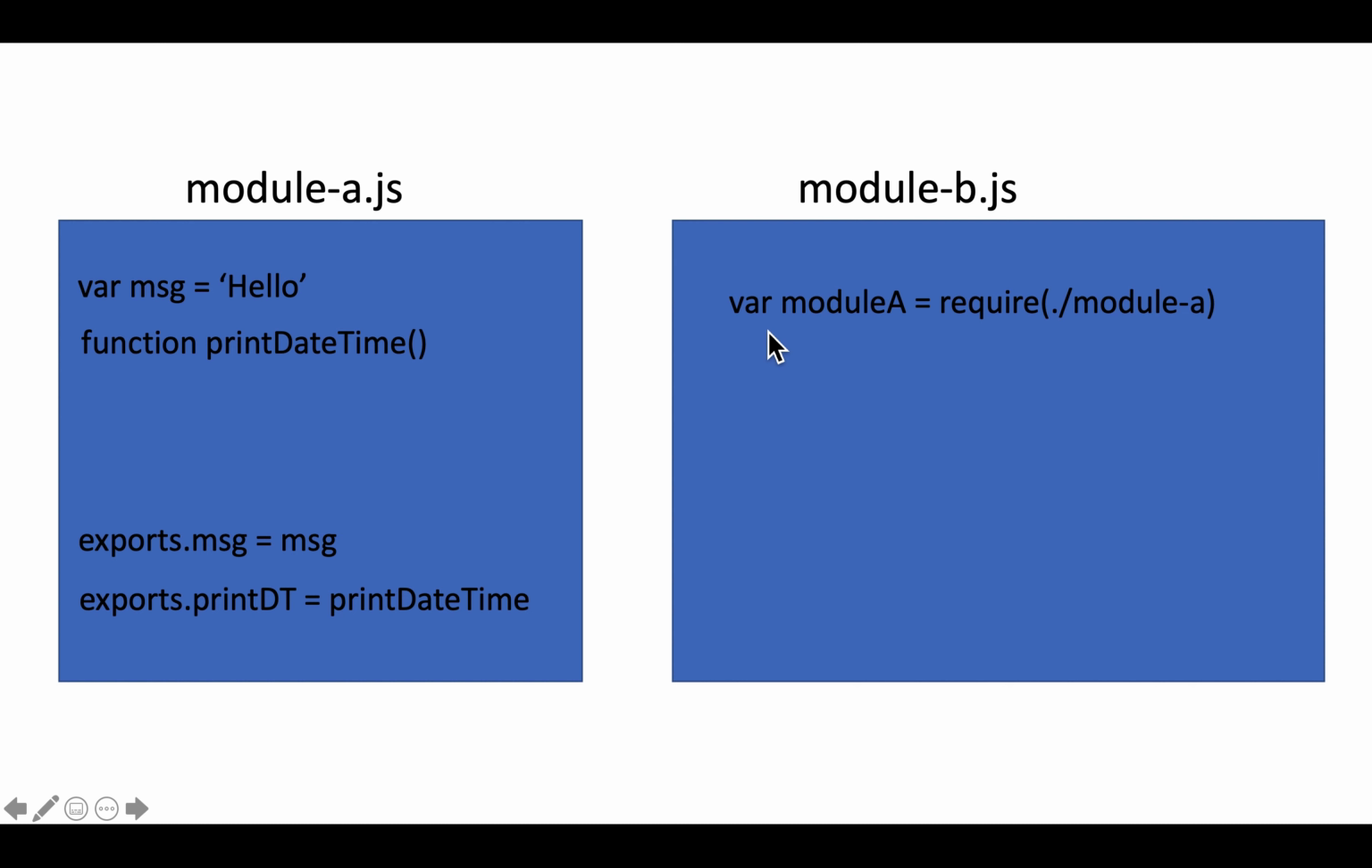You can think of module A as an object, so we can use the object dot syntax. For example, moduleA.msg will return hello, and this one will return the current date and time. We can say module B depends on module A, so there is a dependency relation between the 2 modules. We also call module A a dependency of module B. All right, let's go to VS Code and implement this.